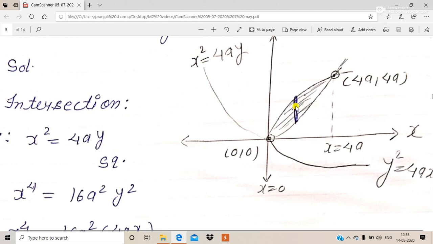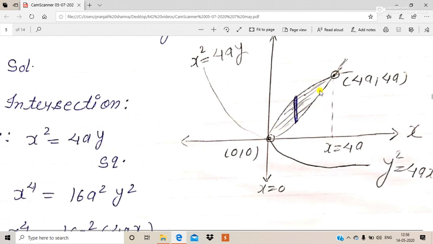Since the top of this strip touches the curve, y square is equal to 4ax, and y will therefore be root over 4ax. Since when we are taking a square root it has plus minus, but it is the positive quadrant, therefore the value of y will be root 4ax. Therefore the limits of y will be from x square by 4a to root 4ax, and the ordinates will be from intersection; we can find the limits of x.